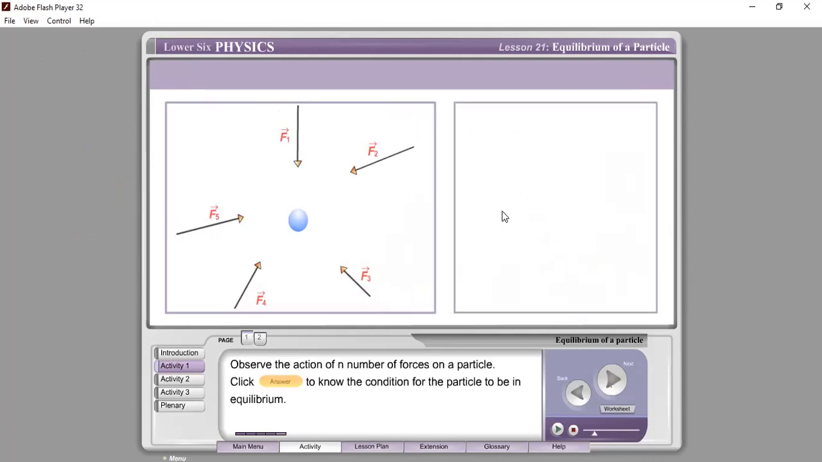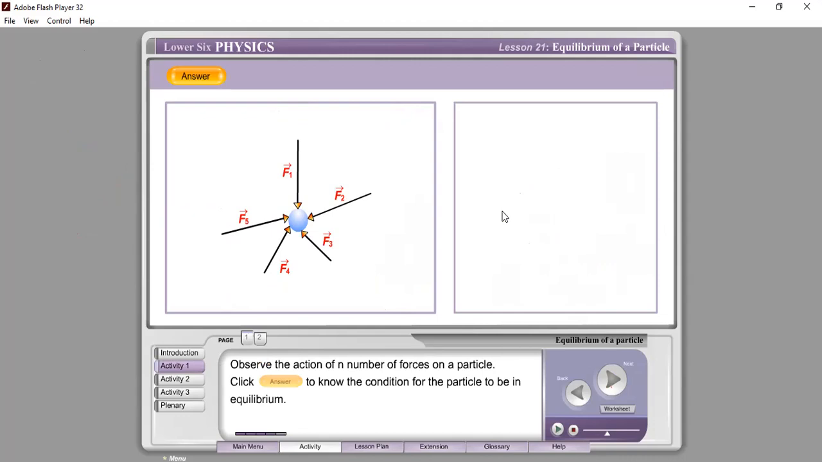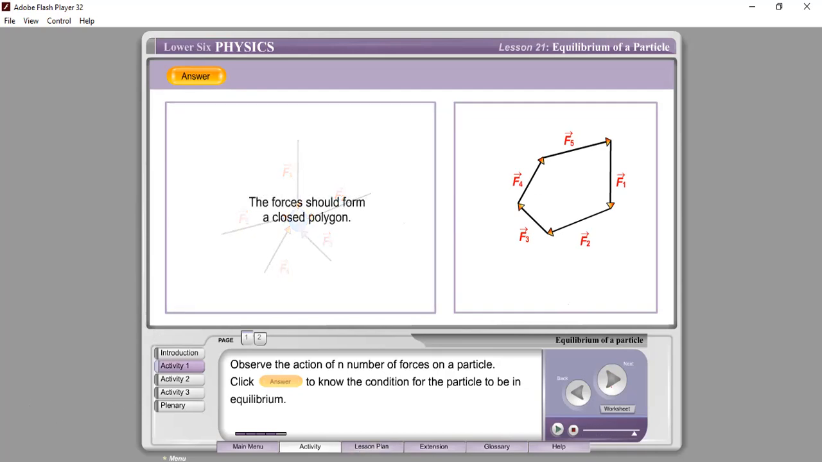Observe the action of n number of forces on a particle. Click Answer to know the condition for the particle to be in equilibrium. What happens if a system is at equilibrium with 5 or more forces? The forces should form a closed polygon.